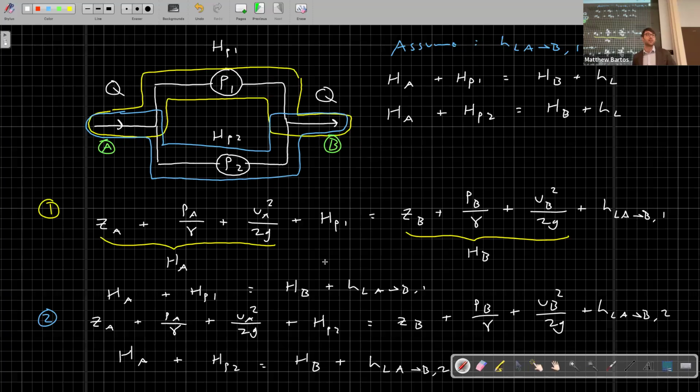So what does this imply about HP1 and HP2? They have to be the same. So for pumps acting in parallel, if the head losses over each branch are assumed to be roughly equal, then the pump head applied by each pump will be the same.